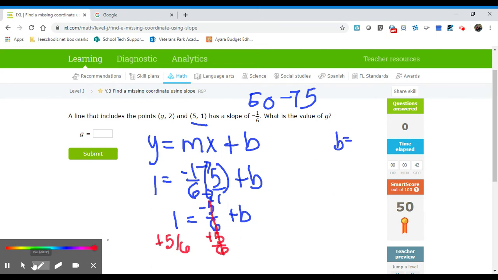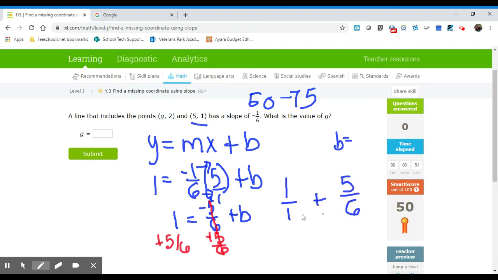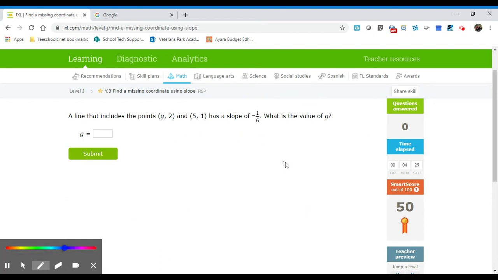So let's do this off to the side here. 1 over 1 plus 5/6, and we need a 6 as a denominator. So remember, 1 times 6 is 6, so it's really 6/6, right? And let's add them now. Add the numerators. So 6 plus 5 is 11/6. So b is equal to 11/6. At this level, what gets a little bit more tricky is that the fractions get a little more wonky. So b is 11/6.